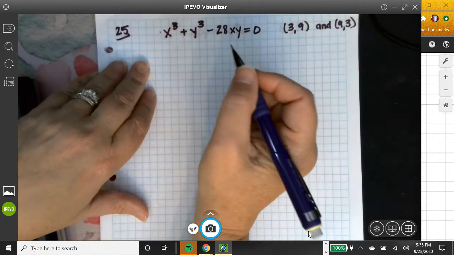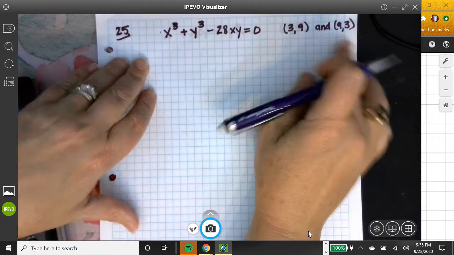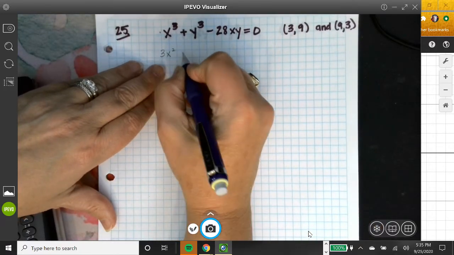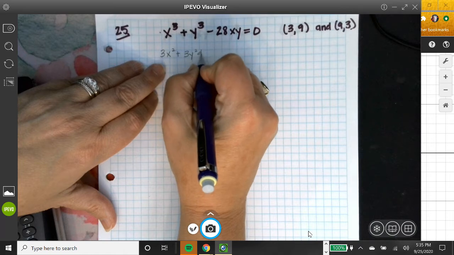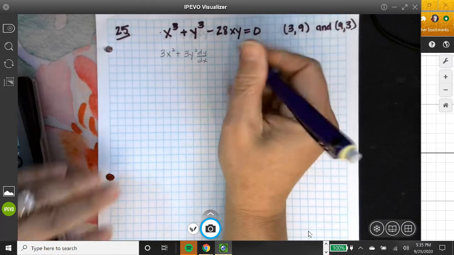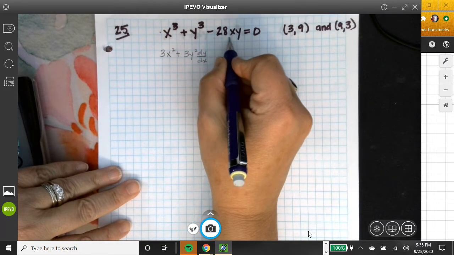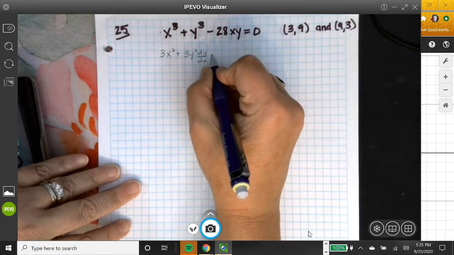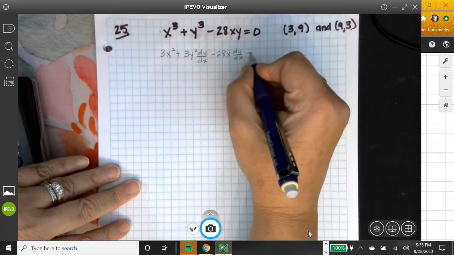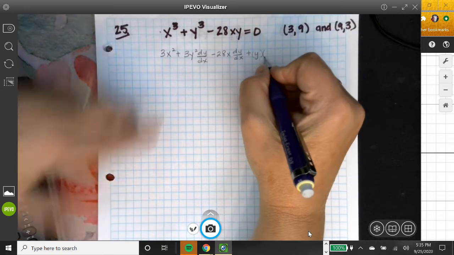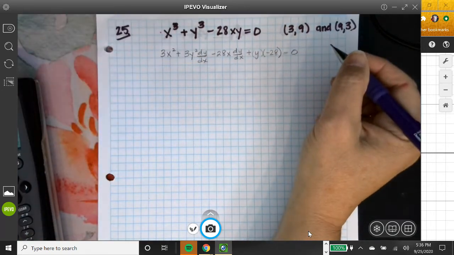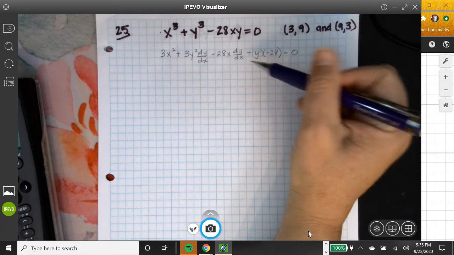So first, if I want the slope at either of these two points, I have to find the derivative. So we're going to take the derivative implicitly here and say this is 3x squared plus 3y squared dy dx. Now I have to use a product rule here, so this will be my first and this will be my second. So it'll be first, which is negative 28x, times dy dx, which is the derivative of the second, plus second, which is y, times the derivative of the first, which is negative 28, equals 0, because the derivative of the right side is 0. So first d second plus second d first.